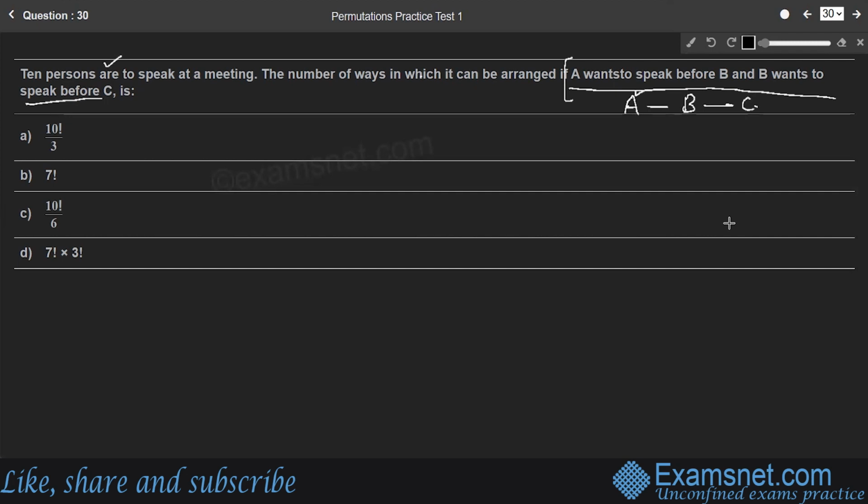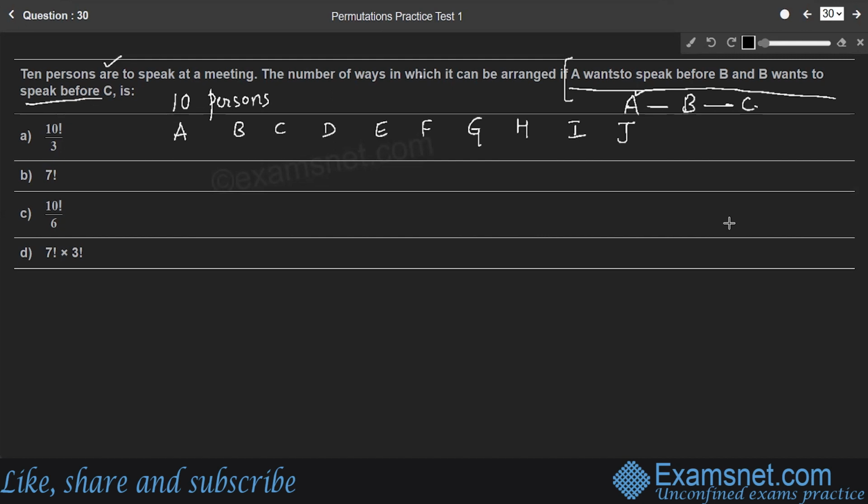And there are 10 persons to speak. If we consider A to J as the 10 persons: A, B, C, D, E, F, G, H, I, and J. These are 10 persons, and we have to arrange their positions in possible ways.